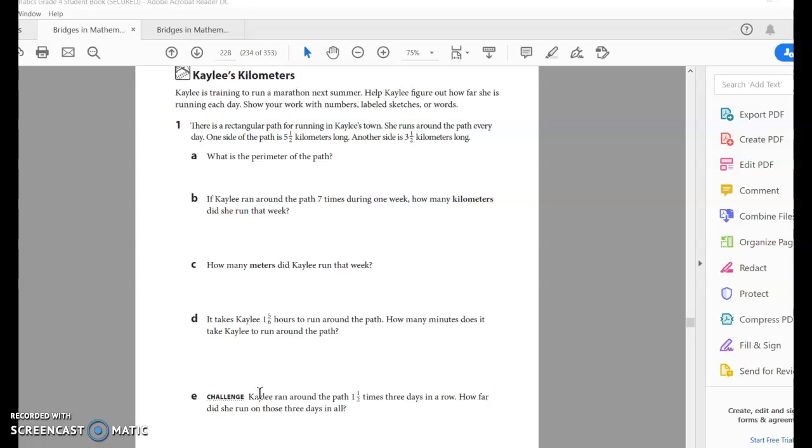And then for your challenge, Kaylee ran around the path 1.5 times 3 days in a row. How far did she run on those 3 days in all? Remember, this is extra. Good luck.